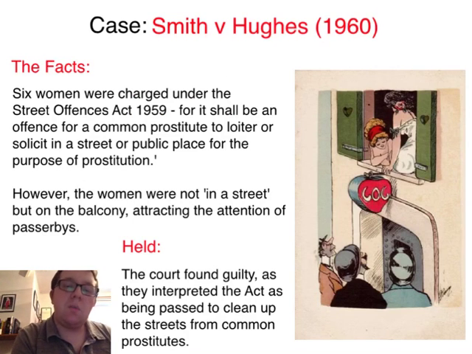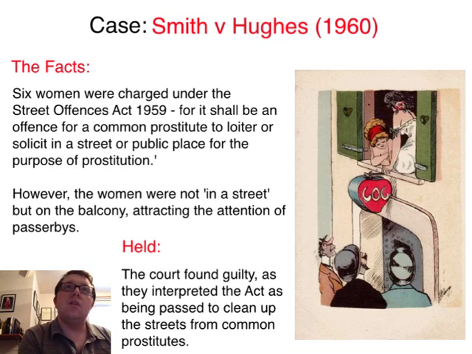The first case example for the Mischief Rule is the case of Smith v Hughes 1960. The facts were that 6 women were charged under the Street Offences Act 1959, where it was an offence for a common prostitute to loiter or solicit in a street or public place for the purpose of prostitution. However, the problem facing the court was that the prostitutes were not in a street, as the statute outlined, but rather on the balcony, attracting the attention of passers-by.